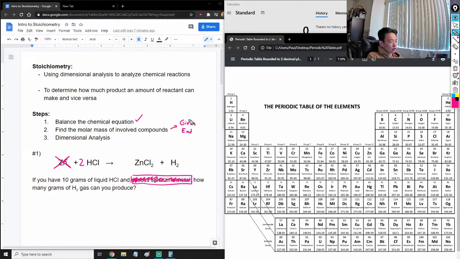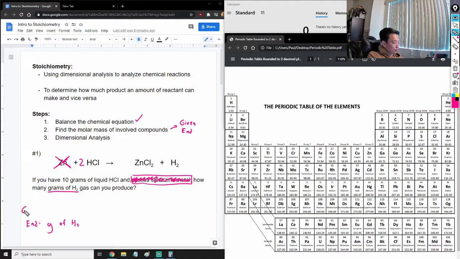Now let's try to find our given and our end. Now, the end I think is usually easier to find just because it's always after how many, how much. So if we look at this problem, it says how many grams of H2. It says gas, but we'll ignore the gas for right now. How many grams of H2 gas can you produce? So we know that it's going to be grams of H2. So our end, what we're looking for at the end of this problem, is grams of H2.